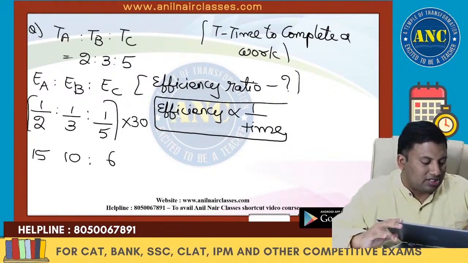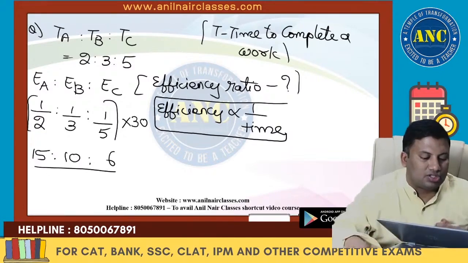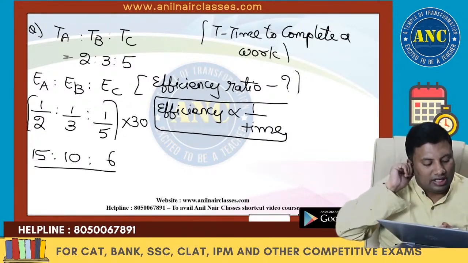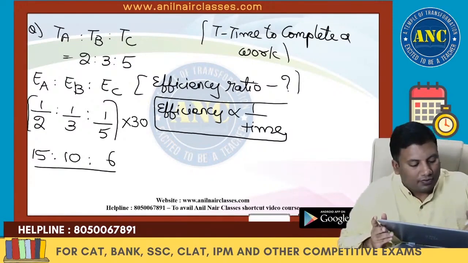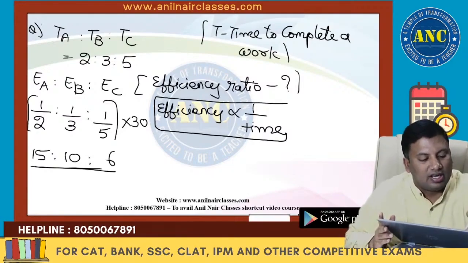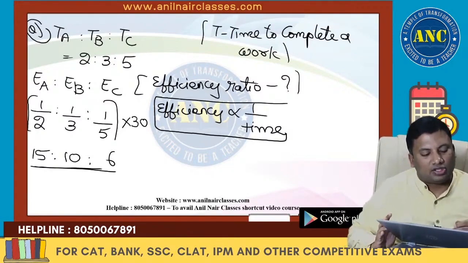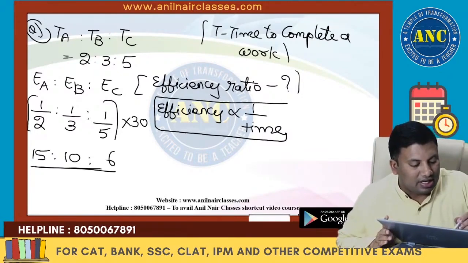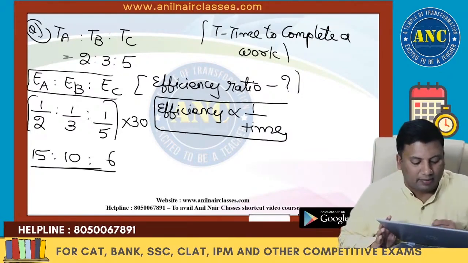These is nothing but 6. 15 is to 10 is to 6. So, efficiency ratio is 15 is to 10 is to 6. Time period ratio is given as 2 is to 3 is to 5. Efficiency ratio we need to determine.